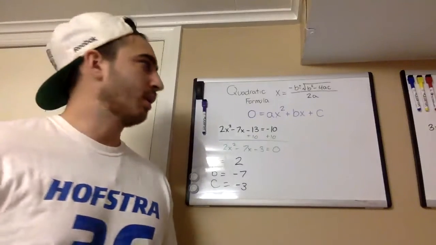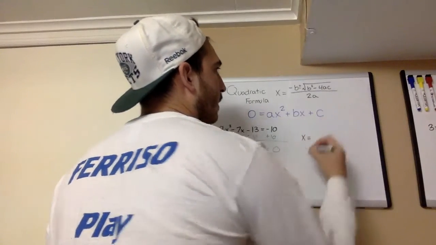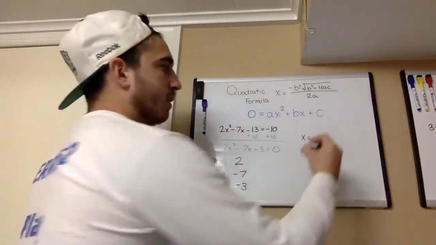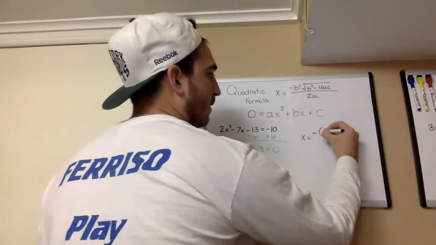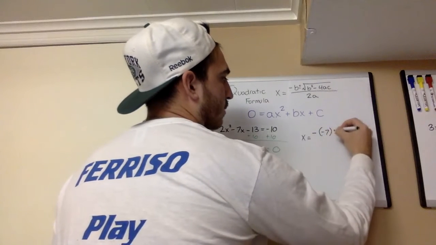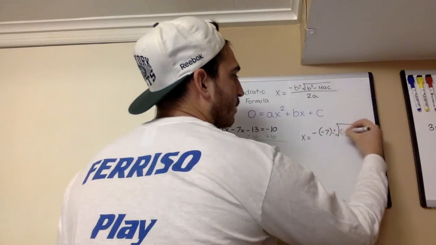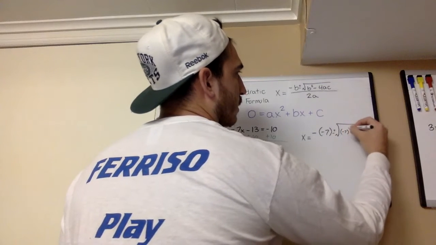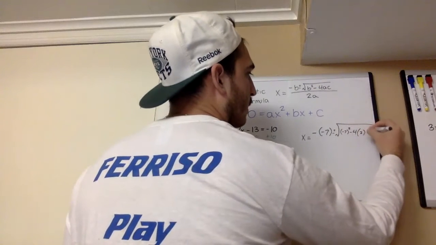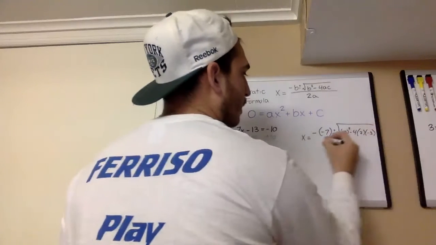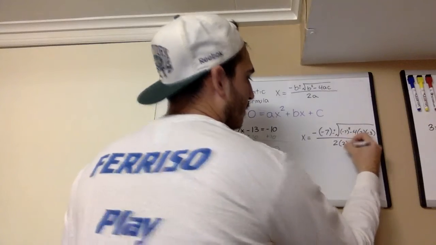And now we're just going to plug into the formula, which I'm going to do over here. So we have x equals, whenever you plug in, please use parentheses, because now I have negative, and now comes my B value. So my B was negative 7, plus or minus the square root. Once again, there's another b. Please make sure you use parentheses. Minus 4 times 2 times negative 3. The whole thing divided by 2a, which is going to be 2 times 2.